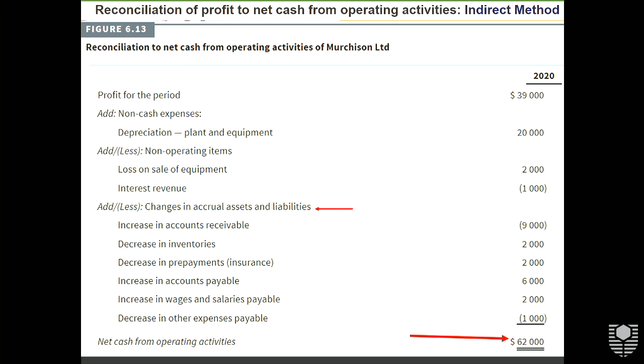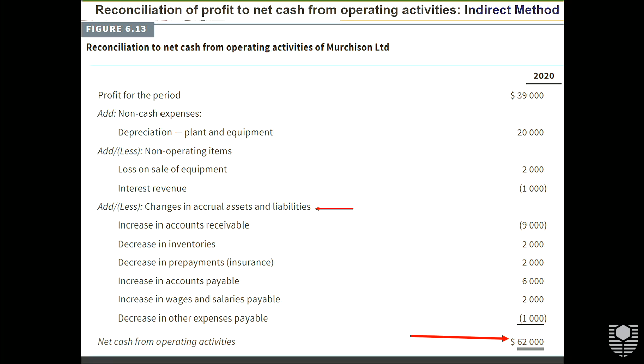However, we've also recognised some interest revenue. That interest revenue is treated as a financing item, so it's a non-operating item, so we're going to minus that out. Because we've included that as revenue, so in our P&L we've added it in, but we don't want it there, we want to take it out. So we're going to minus that out.